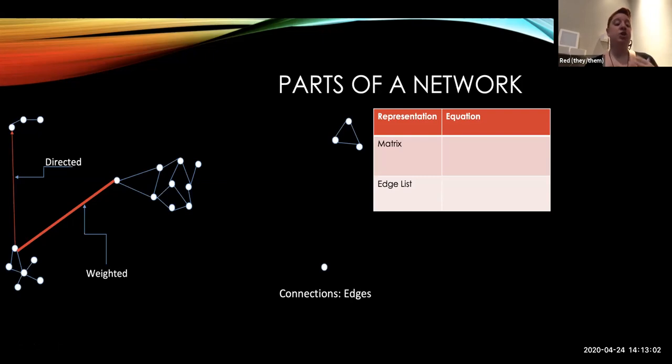If we have just an undirected, unweighted network, our matrix is going to be symmetric, which means if we look across the diagonal, if we folded it on the diagonal, both sides would mirror each other.